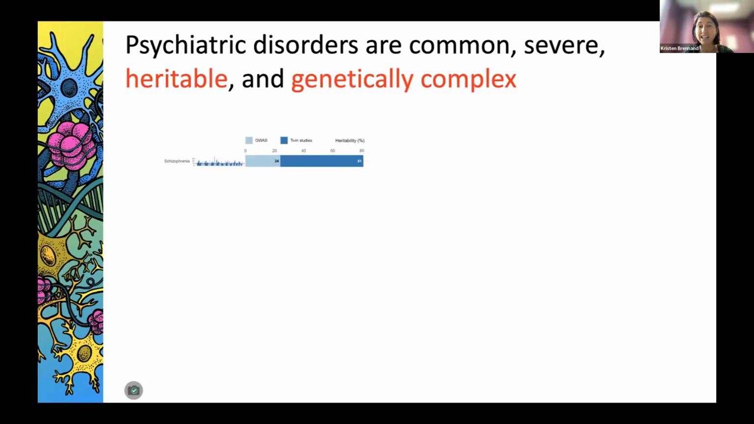Schizophrenia is perhaps the most heritable of the psychiatric disorders, at least based on twin studies, where estimates of heritability are about 80%. Now that heritability is not fully explained. Genome-wide association studies that are looking at the common variant risk structure underlying schizophrenia can explain about a third of that heritability. Rare variant studies are adding another maybe 5%. And so much of this heritability is still unknown.